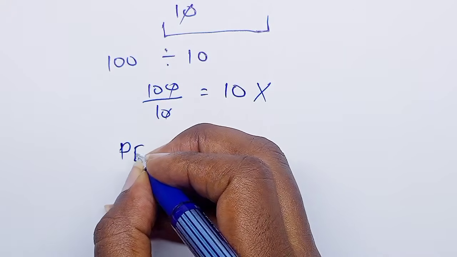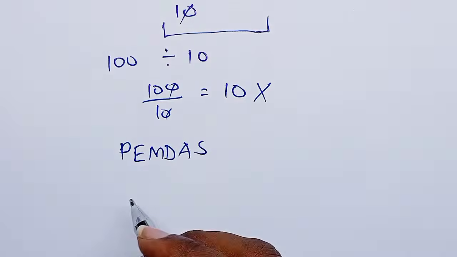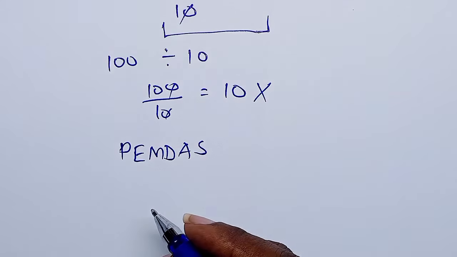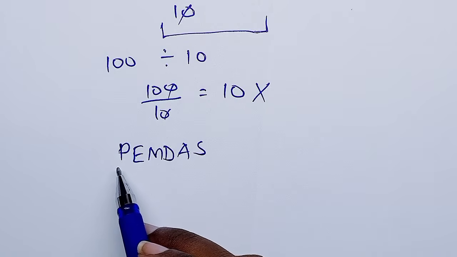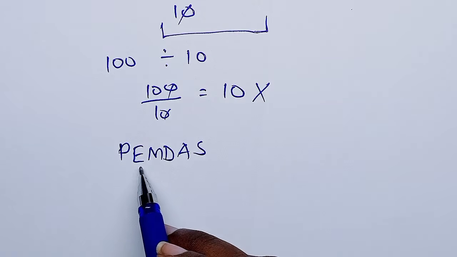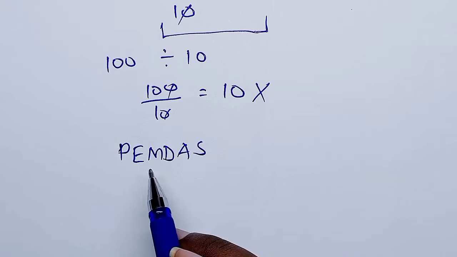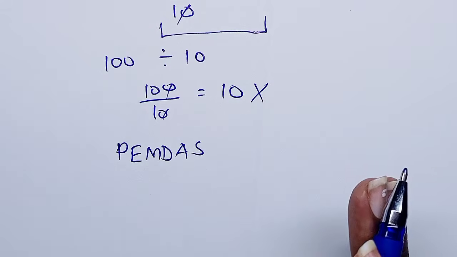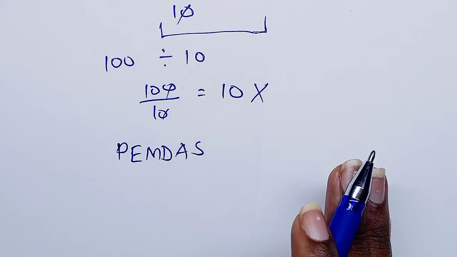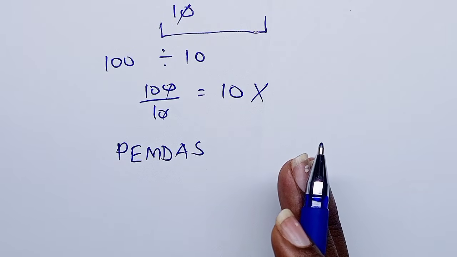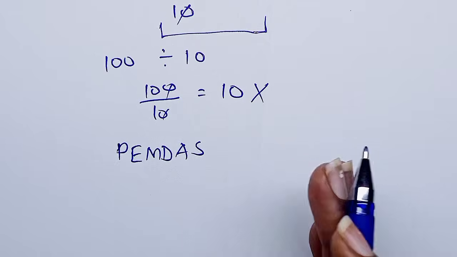You're supposed to follow PEMDAS. This is the order of operations in which you carry out these operations. You work out the parentheses first if there are any, then the exponents, then multiplication and division. Multiplication and division carry the same weight, but whichever appears first from the left going to the right is what you handle first. If multiplication appears first from the left to the right, you work that out first. If division appears first, you work that out first.